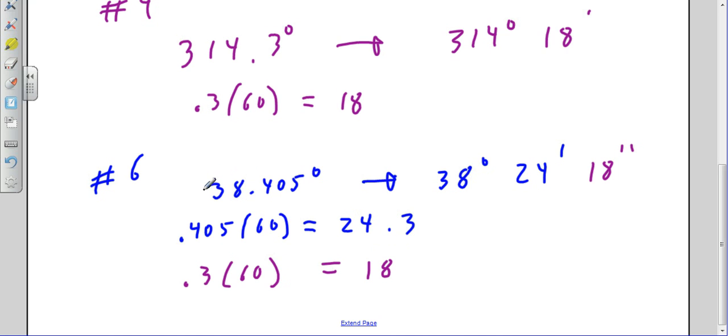So we keep the whole part, take the decimal portion, multiply times 60 to get minutes, take the decimal portion, multiply by 60 to get seconds.